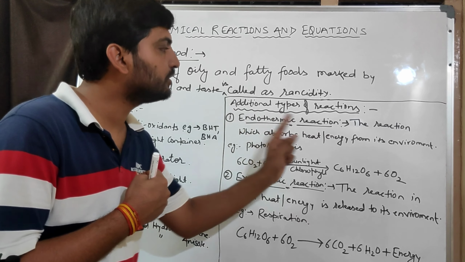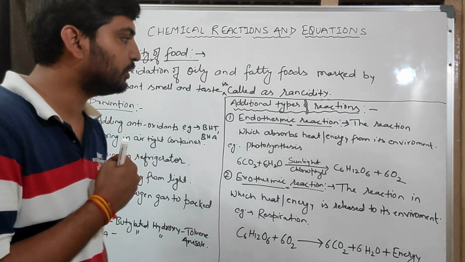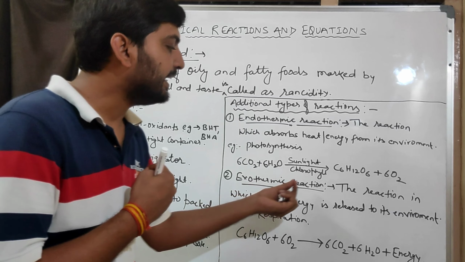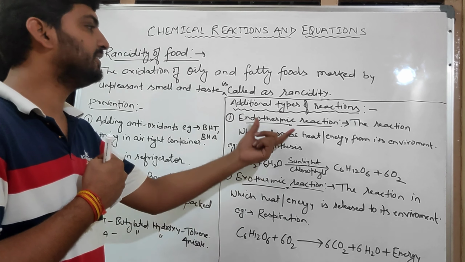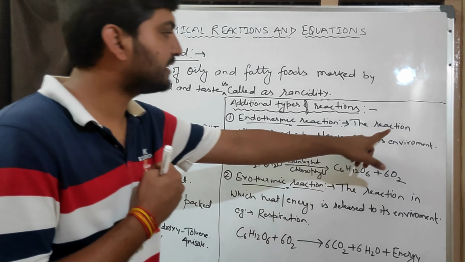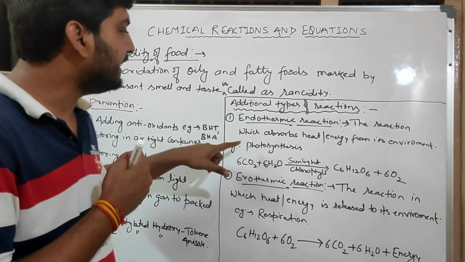First is endothermic reaction and second is exothermic reaction. What is endothermic reaction? The reaction which absorbs heat or energy. Heat is also a form of energy, so heat or energy may be light. Energy is of different types: heat energy, light energy, sound energy, and many more.